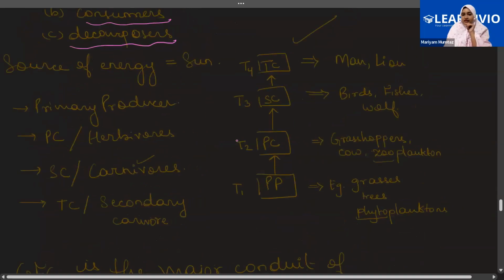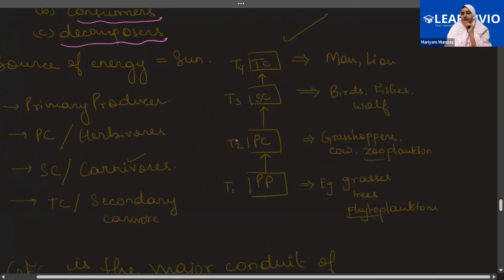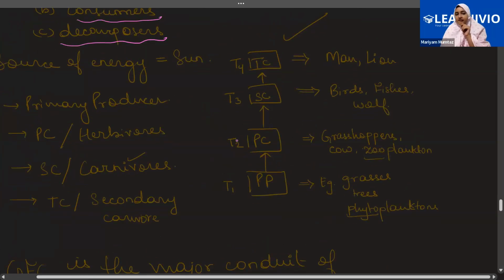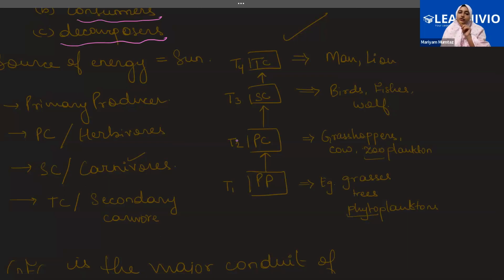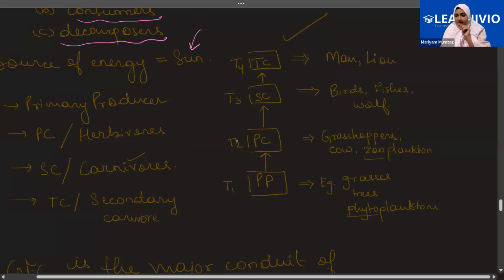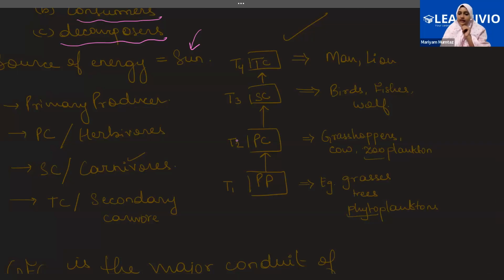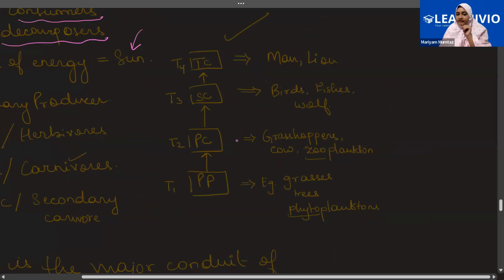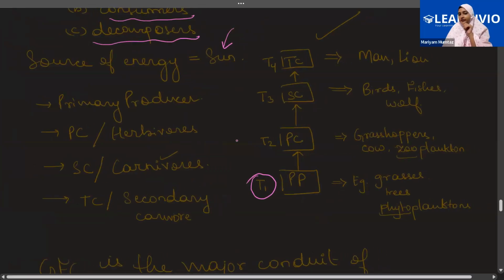Now, this is what I mean by trophic level. No matter which kind of food chain we are talking about, the source of energy will always be the sunlight, or the sun. Initially, the first trophic level is formed by the primary producers. Here I've written the full form of all the abbreviated things. So primary producer is PP.